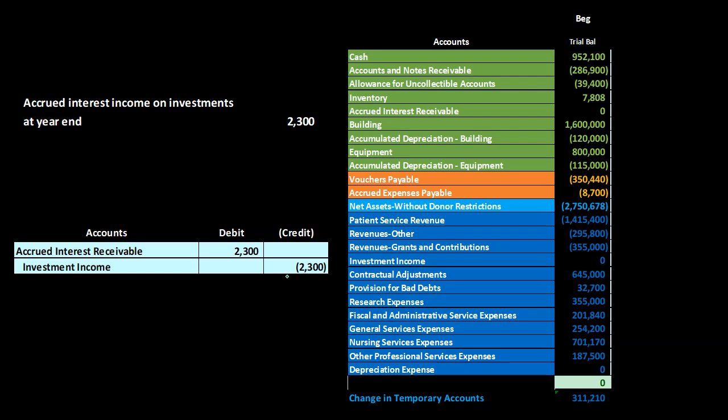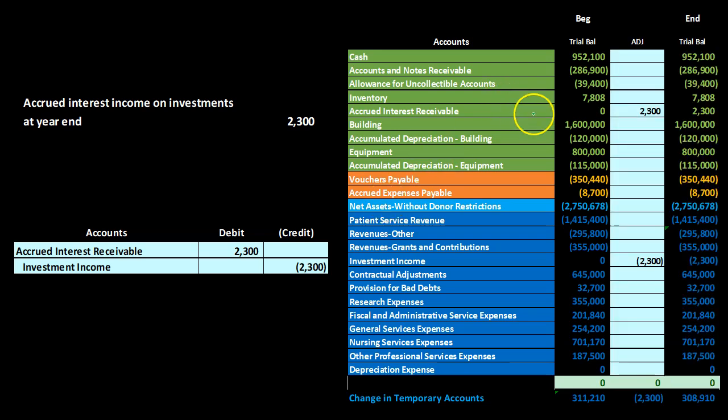Recording this out, then we have the accrued interest receivable. It's a debit balance account. It's going up in the debit direction. Then we have the investment income. Investment income is an income account. It's going to be going up in the credit direction. And here's the ending balance in the income account. That would be increasing, of course, the net income. So we have a loss of the 311,210. We're going to be increasing, in other words, going closer back up to zero, which would be a credit balance, would be a gain. And then that'll give us the 308,910, less of a loss at this point in time.